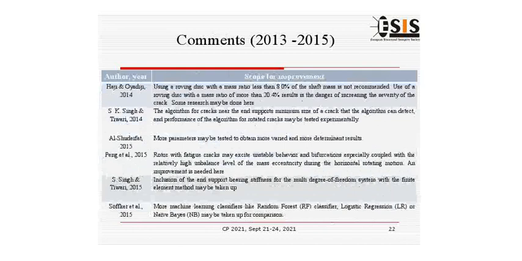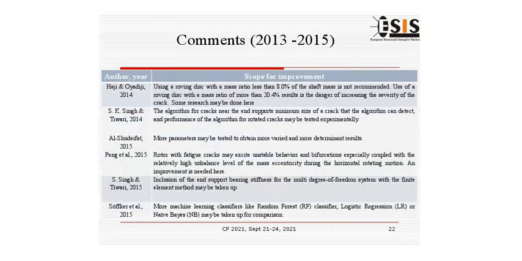Hajj and Oyadiji 2014. Using a roving disc with a mass ratio less than 8% of the shaft mass is not recommended. Use of a roving disc with mass ratio of more than 20.4% results in the danger of increasing the severity of the crack. Some research may be done here. For S. Singh and Tiwari, 2015, inclusion of the end support bearing stiffness for the multi-degree of freedom system with the finite element method may be taken up.